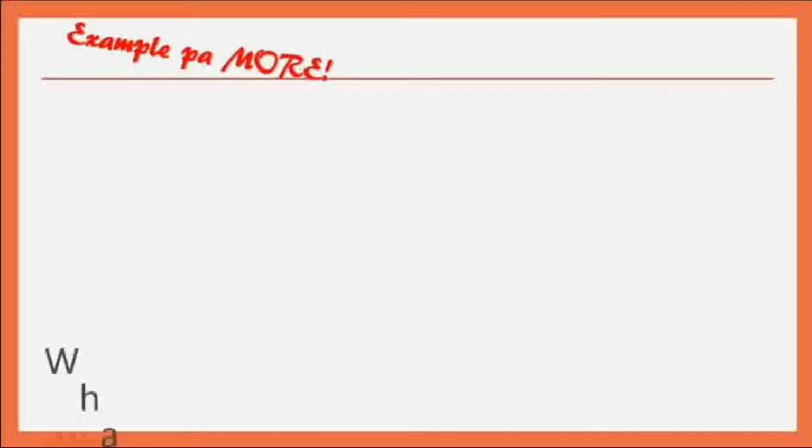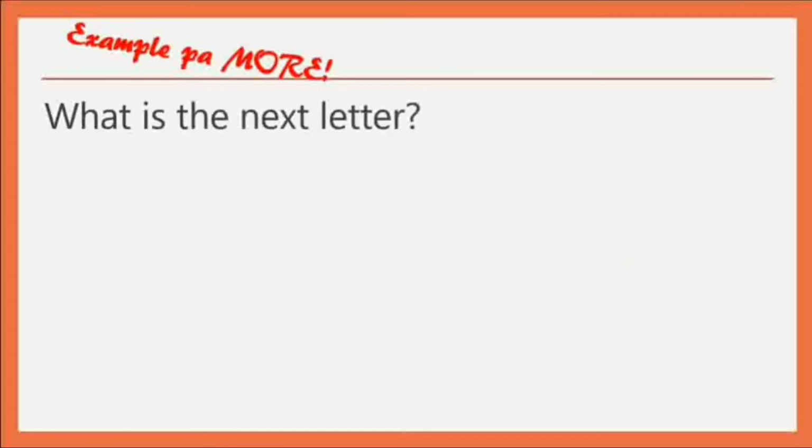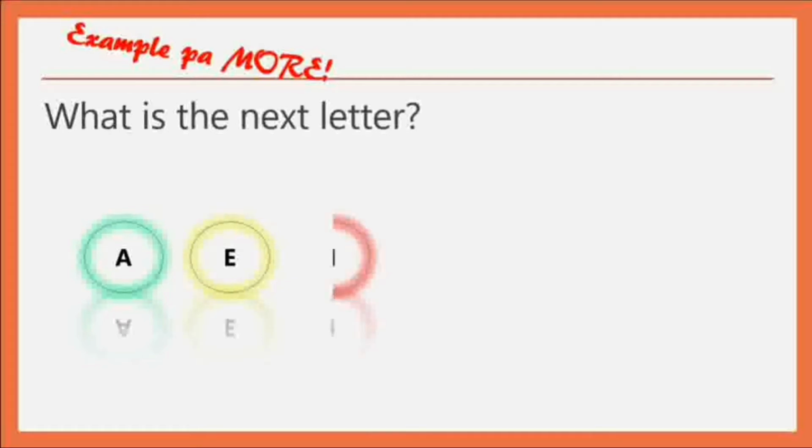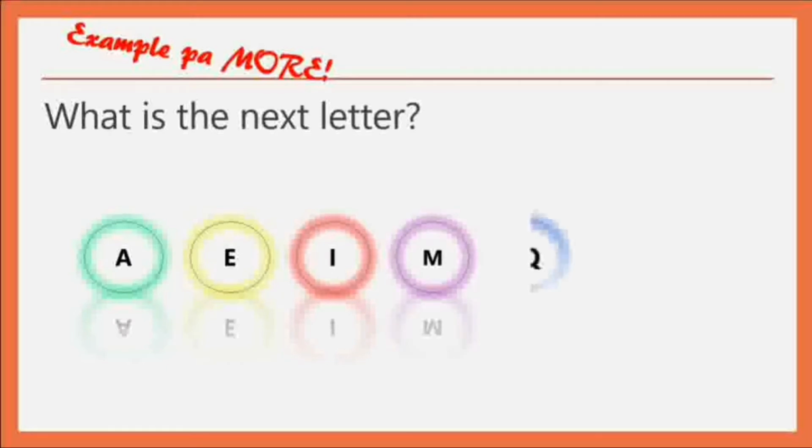Next, what is the next letter? So the first letter is letter A. The second letter is letter E. The third letter is letter I. The fourth letter is letter M. The fifth letter is letter Q. Now, what is the next letter after Q?